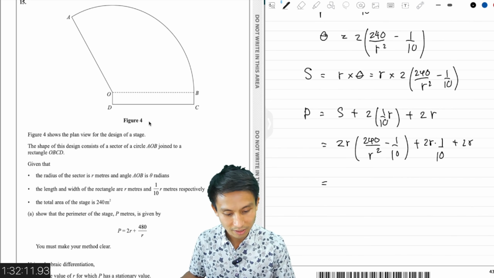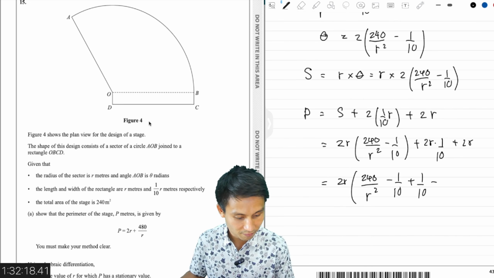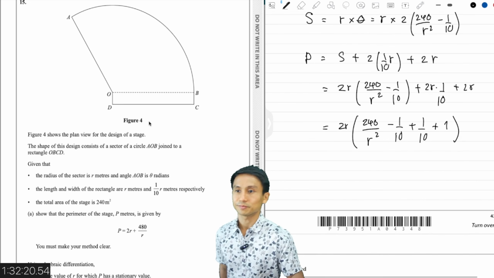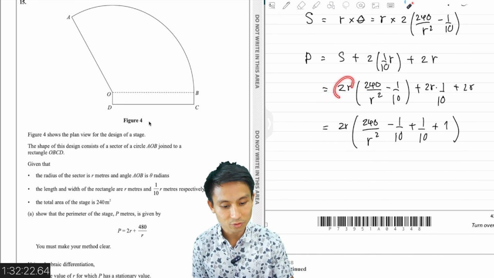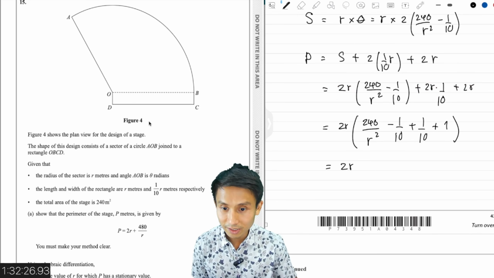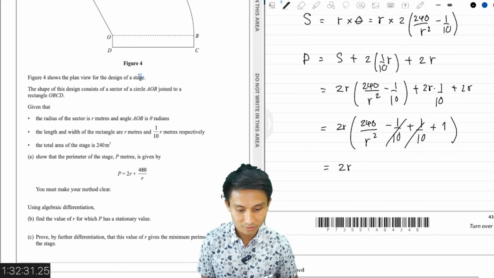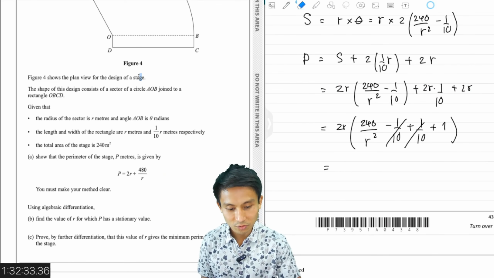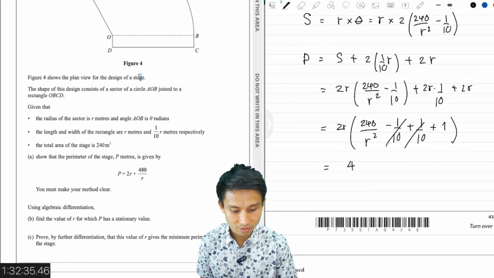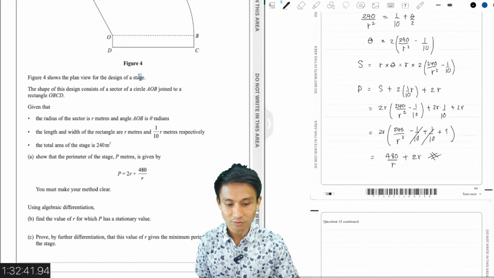See something? I can factorize 2r and put everything into the big brackets. It would be faster like that, because there's 2r here, 2r here, and 2r here. So in the brackets, the 1/10 cancel. And if we expand 2r in, we're going to get 480 divided by r for the first term, and the other term will just be 2r. That's done as required.